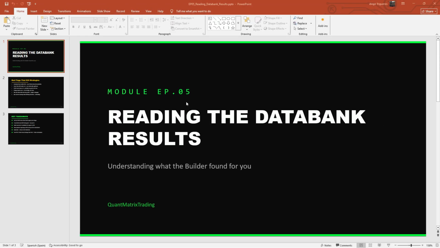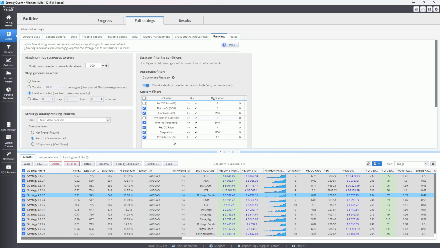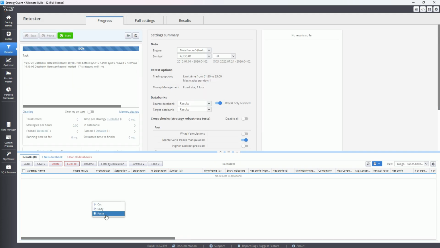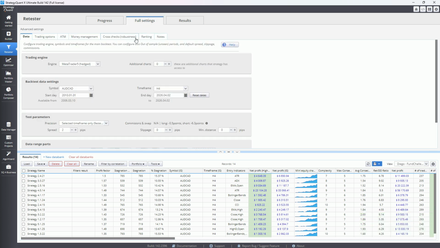This time we're going to do episode 5, reading the databank results. Last time we developed these 14 strategies using the builder, and this time we are going to choose a couple of them, or some of them. The first thing we need to do is copy these strategies and paste them in the retester. And in the retester, we are going to select some of them.